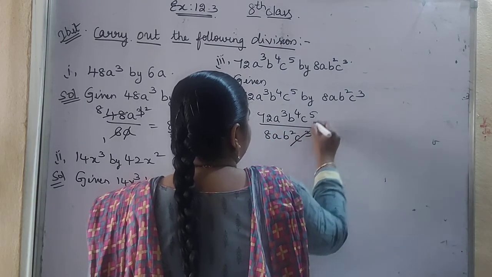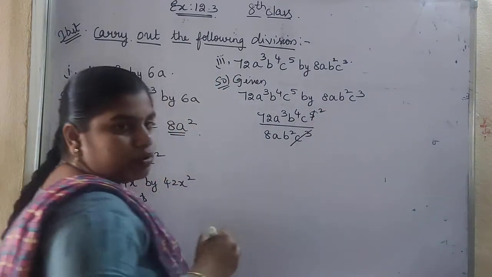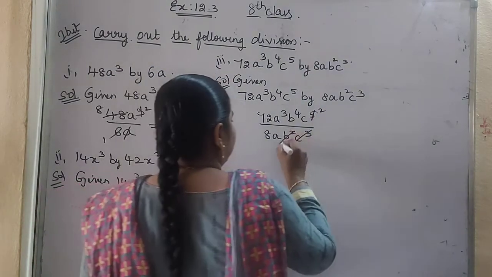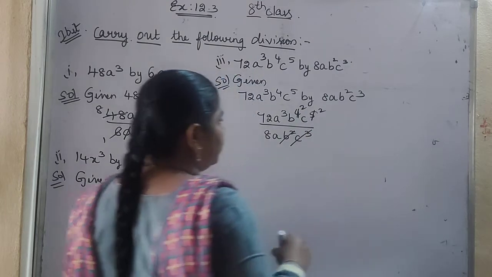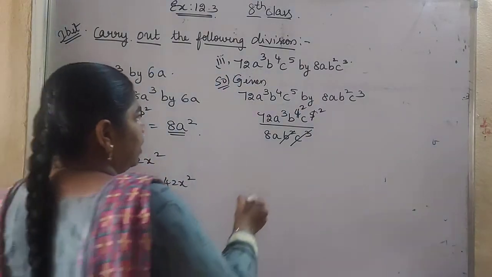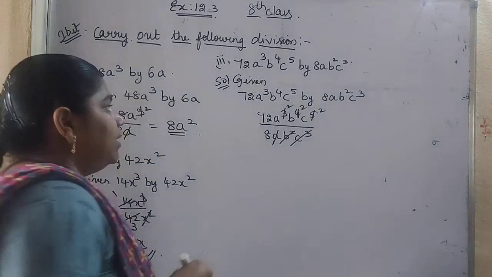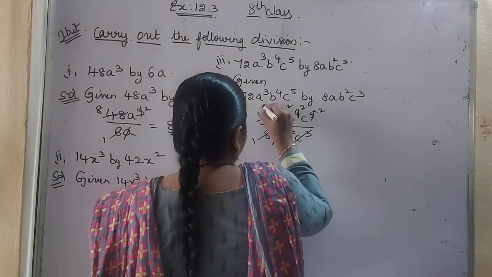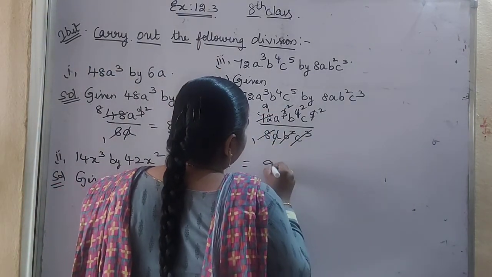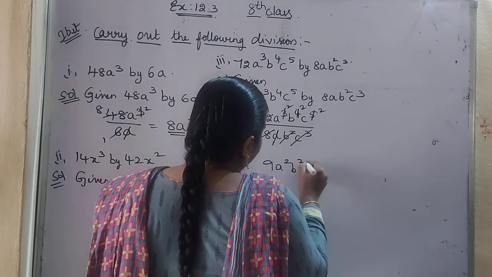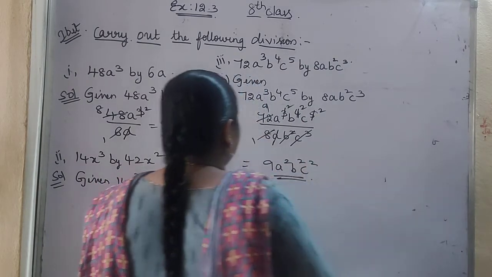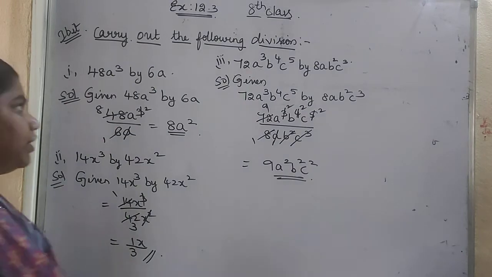So here c cube will get cancelled, only c square will be remaining. b square will get cancelled, only b square will be remaining. 1a will be cancelled, only a square will be remaining. 8 ones, 8 nines. So what is the answer? 9a square b square c square is our answer. So this is our third question.